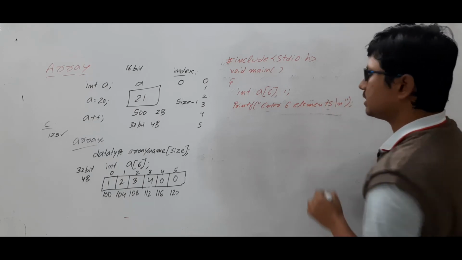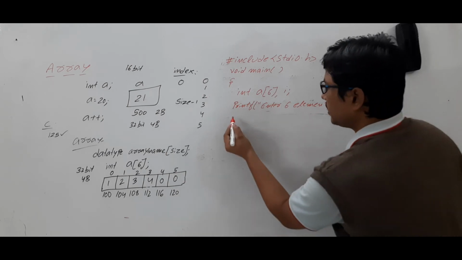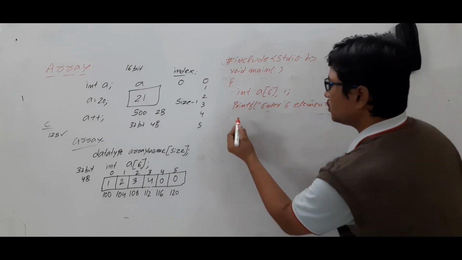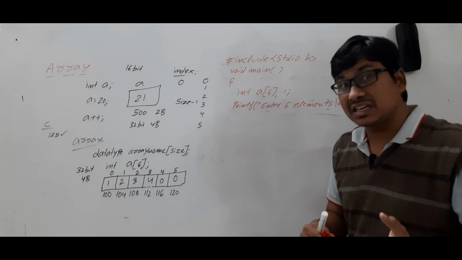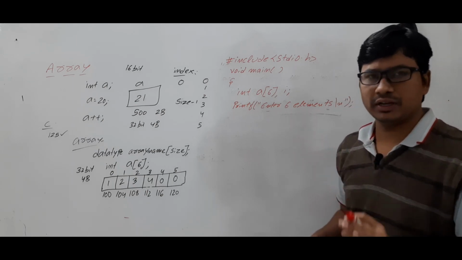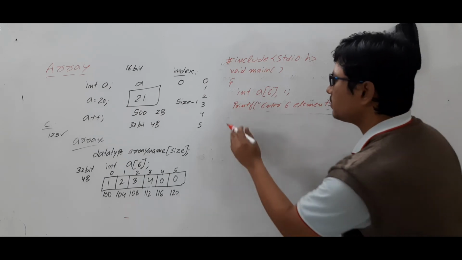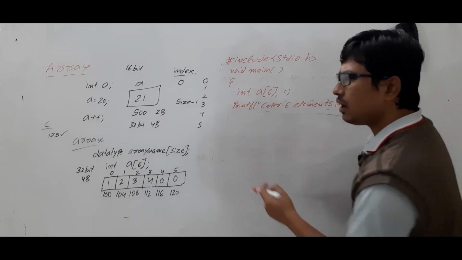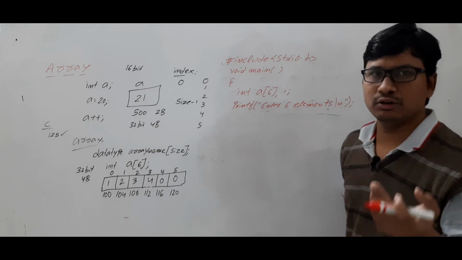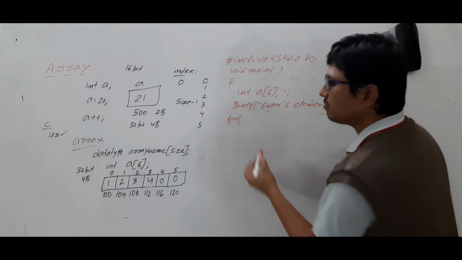Once the user has entered the 6 elements, I need to scan them, or I have to read them. As I need to read 6 elements, if I want to read one element, I can use a scanf. If it is 2 elements, I can do it with scanf. But as it is 6 elements, let me use loops. We have 3 loops such as for loop, while loop and do while loop. You can use any loop. Let me use the for loop.